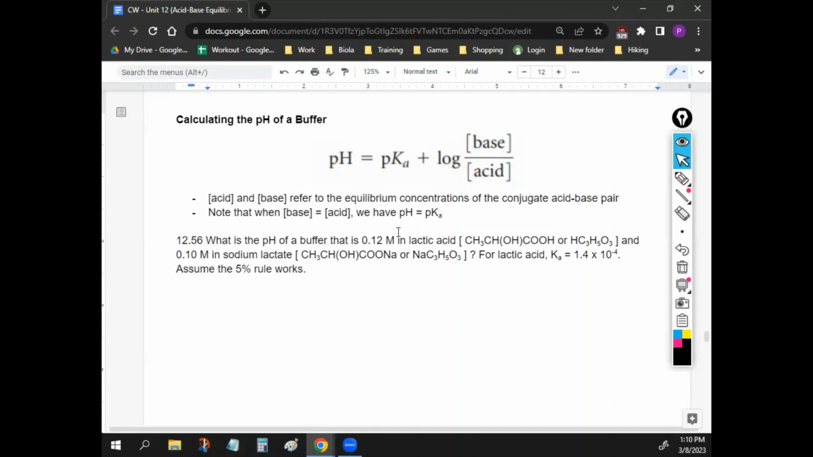Okay, so the first thing we want to do is determine what type of compounds they are and how they dissociate, okay? So let's start with lactic acid. If lactic acid has a Ka value, what type of acid is it? It's not strong, so it's weak. It's one or the other. You're either strong or weak.